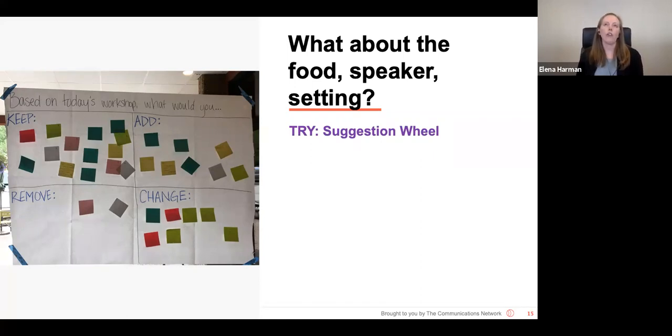But if you must ask, and I understand the impulse too, because you always want to give people an opportunity to give you that feedback without having to seek you out, consider a simple suggestion wheel. So this is one that we made ourselves for one of our workshops. All a suggestion wheel is, is a quadranted piece of paper or poster that asks people, based on your experience in today's conference, what would you keep, add, remove, or change? So if the food's terrible and the rooms are cold, you're going to hear about it here. You don't need to hear about it 40 times.